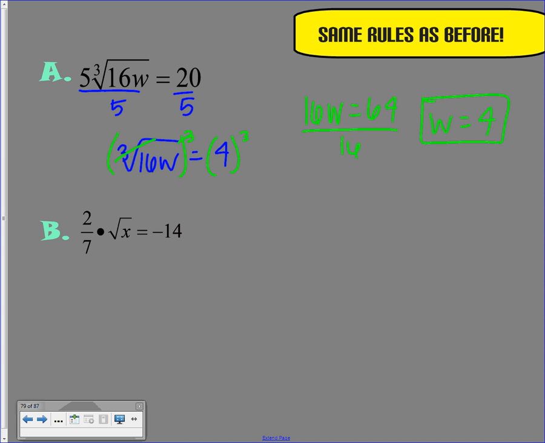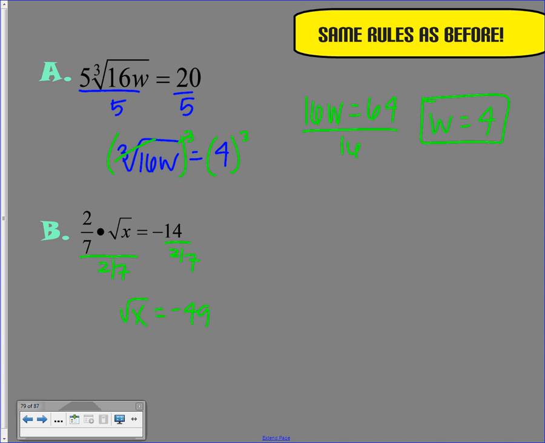Example B, first thing I'd want to do is get rid of my 2/7. So I could either divide by 2/7 on each side, or I could multiply by 7/2. Whatever seems to work better for you is just fine. Watch your negatives. Negative 14 divided by negative 2/7 is a negative 49.